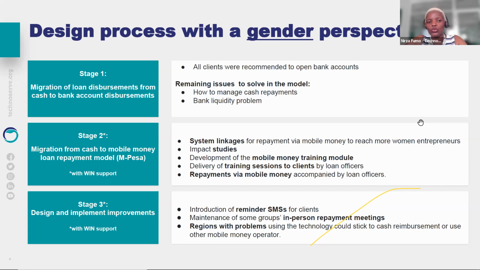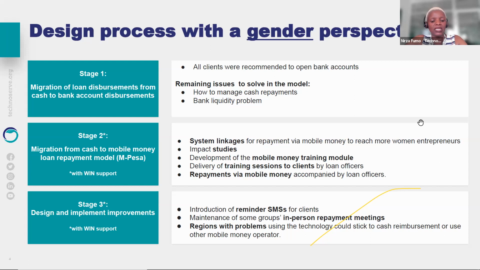So came stage 2, and stage 2 came with WIN support. So the idea was then to do another migration from cash to a mobile money loan repayment model. So in addition to the setup of the system linkage for repayment through mobile money, which can accommodate any other mobile money operator, we started with M-Pesa, which is one of the mobile money operators here in Mozambique.